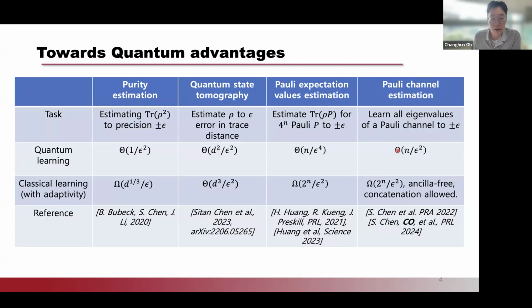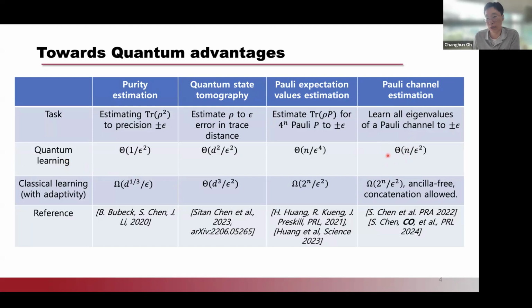Let me give you some idea of what's going on here. The main goal of Pauli channel estimation is to learn all the Pauli eigenvalues of a given Pauli channel to epsilon error. Here, the number of qubits of this Pauli channel is n. And it has been shown that if we have quantum memory access, which is called quantum learning.